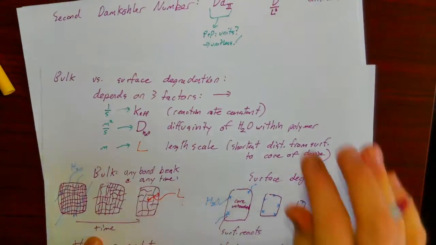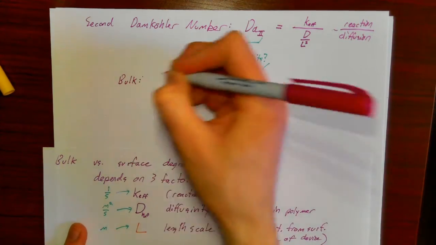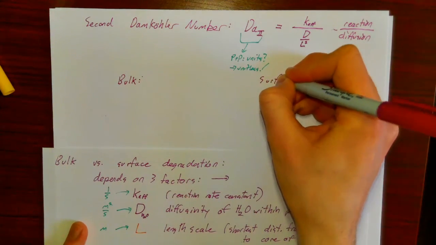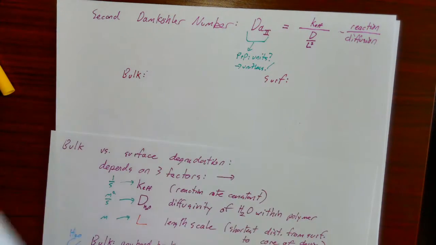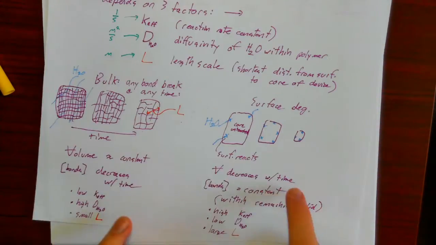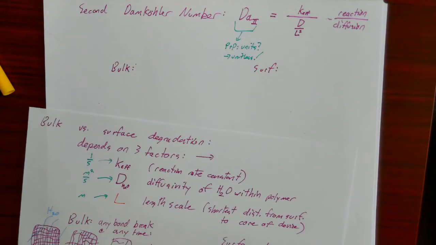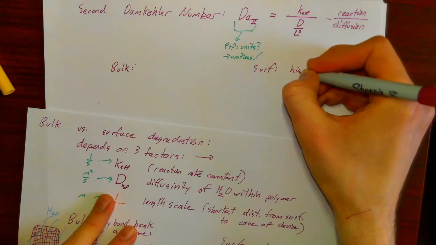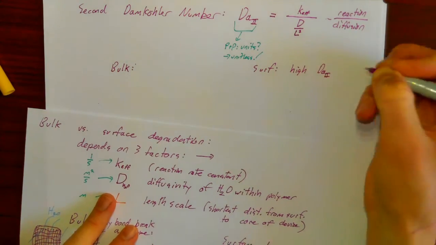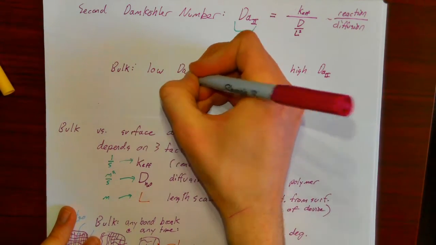So take a moment now. Think about bulk versus surface degradation, and which one has a high Damköhler number and which one has a low Damköhler number. Well, for surface degradation, remember we said the thing reacts before it has a chance to diffuse all the way to the center. So surface degradation is associated with a high second Damköhler number. And conversely, bulk would be associated with a low second Damköhler number.